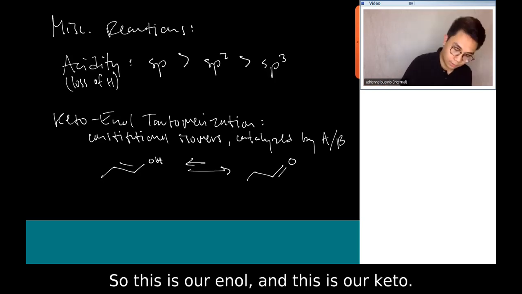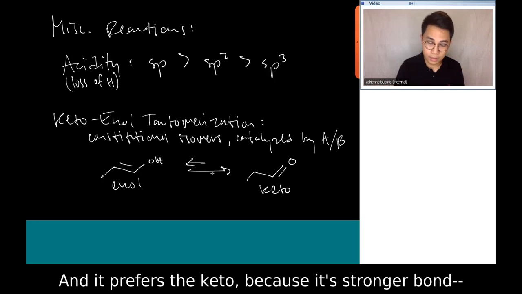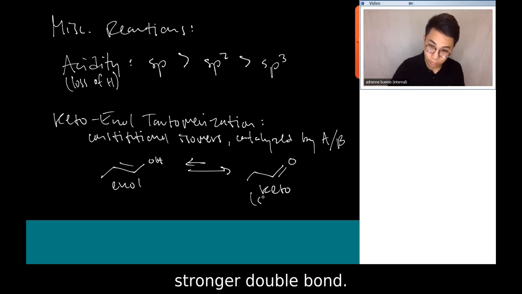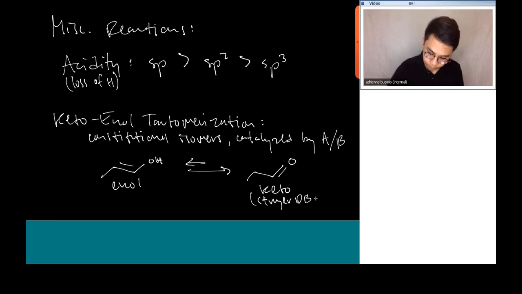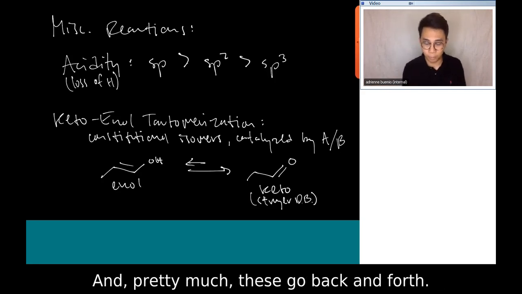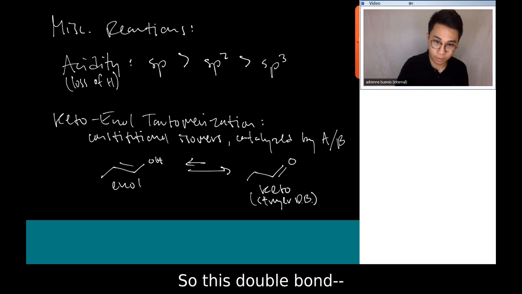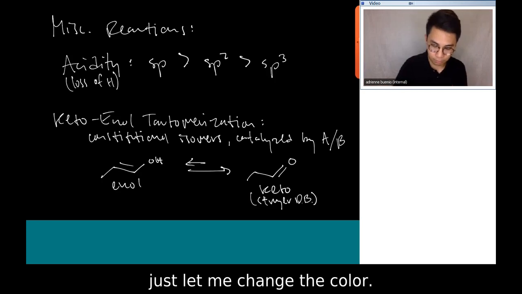Right? So this is our enol, and this is our keto, and it prefers the keto because it's a stronger bond, stronger double bond, right? So that's why it prefers keto, and you will see later why they do that. And pretty much these go back and forth, and think of it as resonance actually. So this double bond, let me change the color.